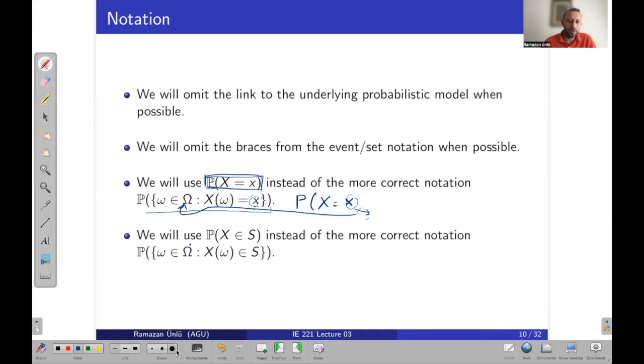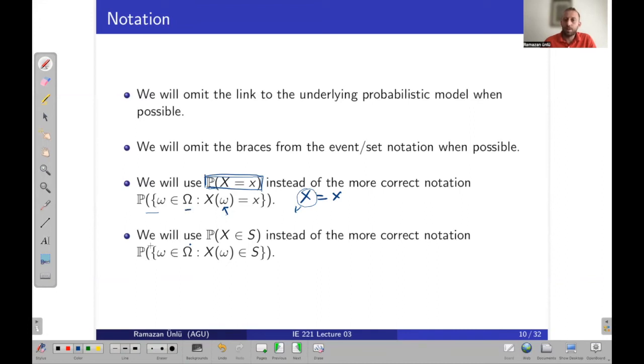Sorry. Let me correct this one. So we are going to use this one, and this is actually a function, and the input of this function is actually this one, and this one is coming from the omega, right?